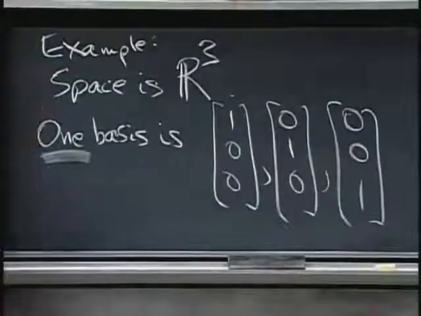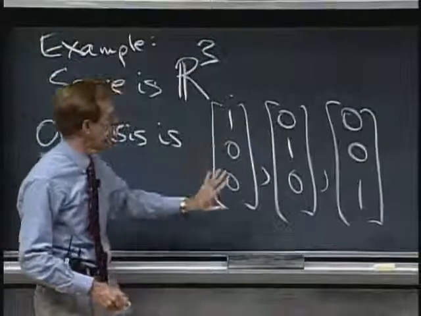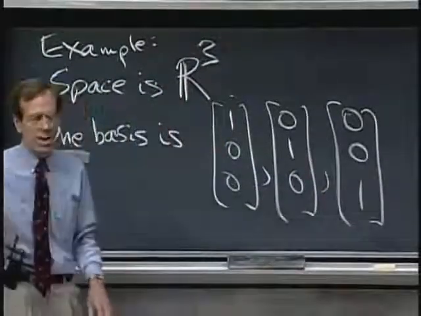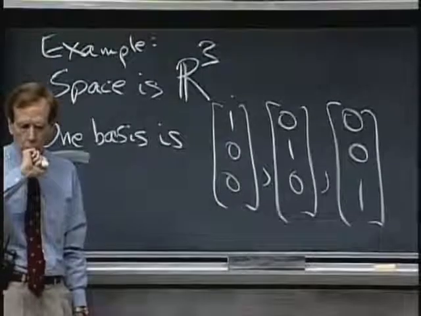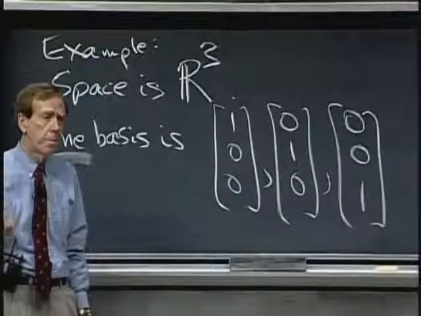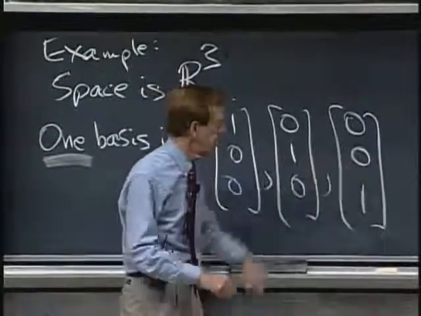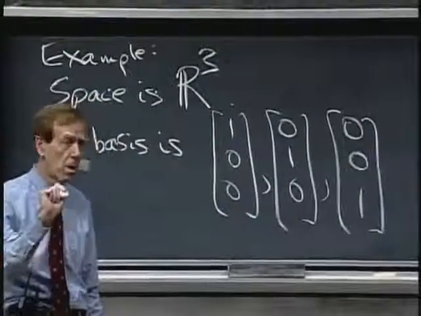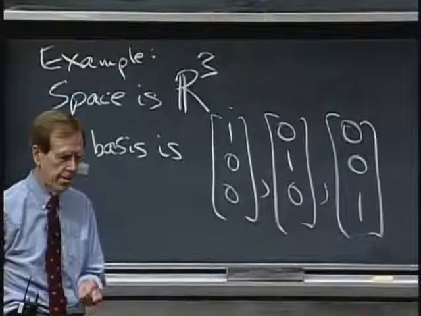Certainly, they are. Take a combination, C1 of this vector plus C2 of this vector plus C3 of that vector, and try to make it give the zero vector. What are the C's? If C1 of that plus C2 of that plus C3 of that gives me 0, 0, 0, then the C's are all 0. Right. So that's the test for independence.